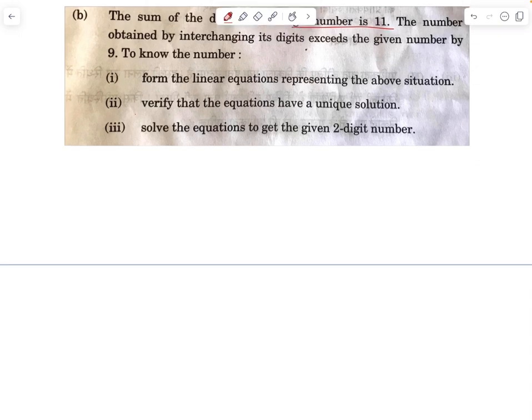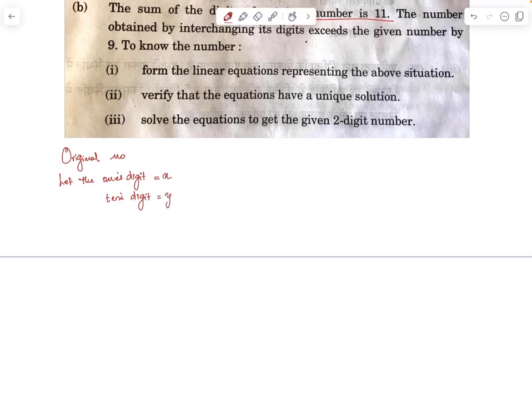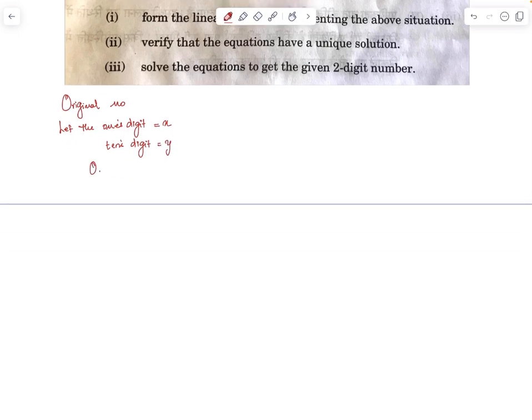This question mentions two numbers. One is the original number and the second one, after interchanging, is a new number. For the original number, let's assume the ones digit as x. Let's assume the tens digit as y. So with this assumption, the original number is 10y plus x. Here y is multiplied with 10 to make it sit in the tens place.